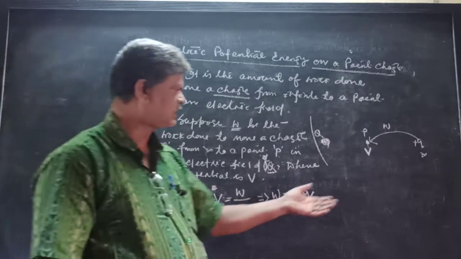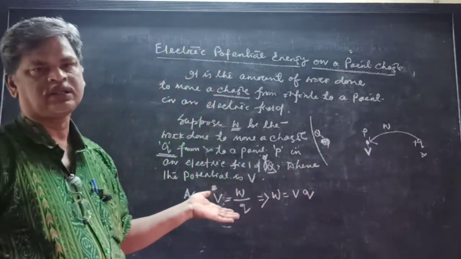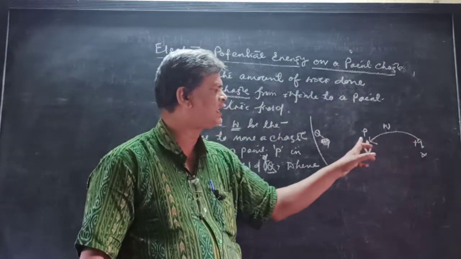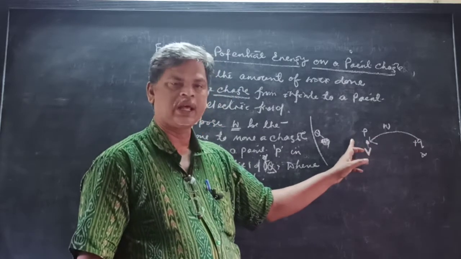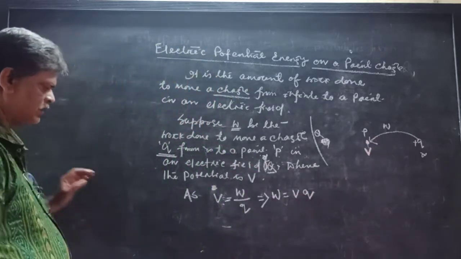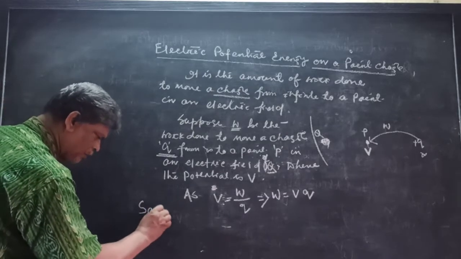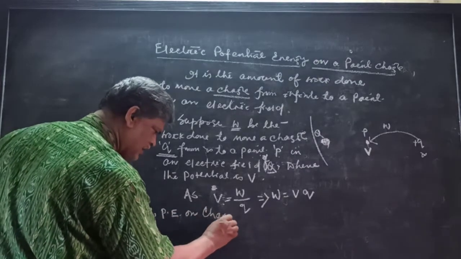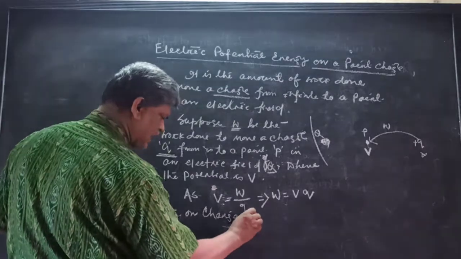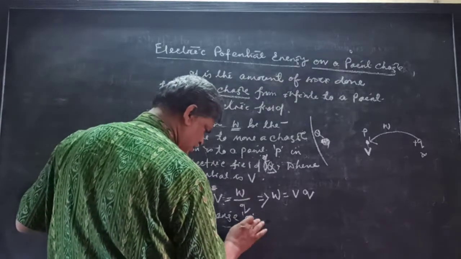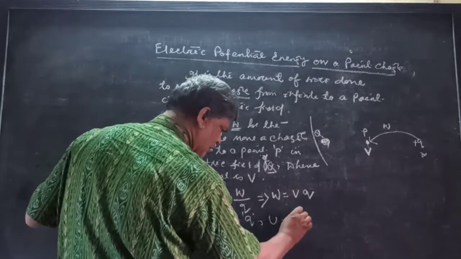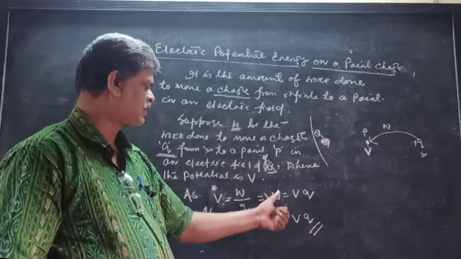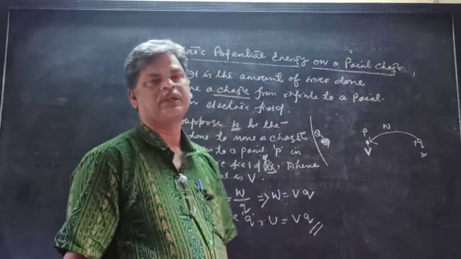So this work is stored as energy, that is known as the potential energy on the charge Q. The work done in bringing the charge from infinity is the potential energy on charge Q. We can write U is equal to V into Q. So the potential energy on the charge Q is equal to W, the amount of work done, that is equal to VQ.